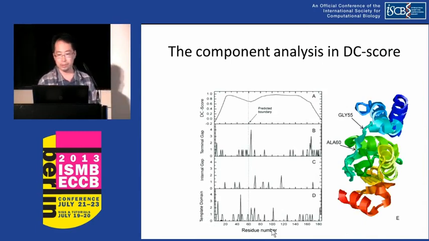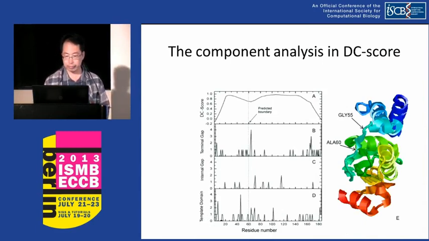Here we show examples. This target is a hard target. Its domain definition is at residue 55. Our prediction position is 60. Okay.